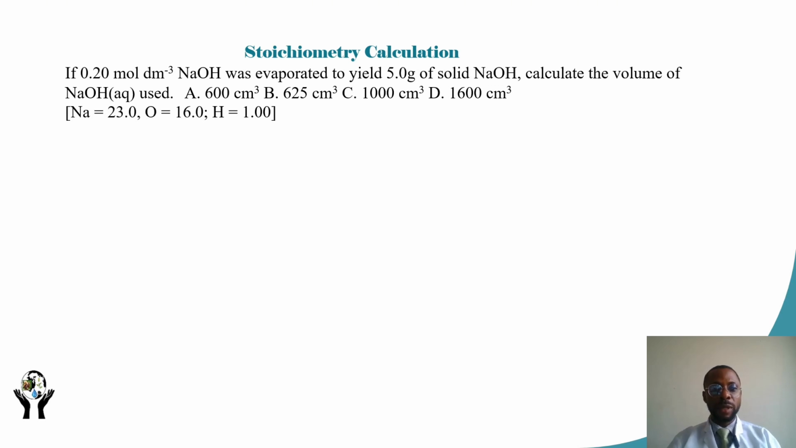So here the question says, if 0.20 mole per dm³, this is the concentration of sodium hydroxide, was evaporated to yield 5.0 gram, that's the mass of the same sodium hydroxide, not molar mass, just the mass, calculate the volume of that sodium hydroxide. So we're looking for V. And don't forget, once you are given the atomic masses here, that's already telling you that you can easily get your molar mass.